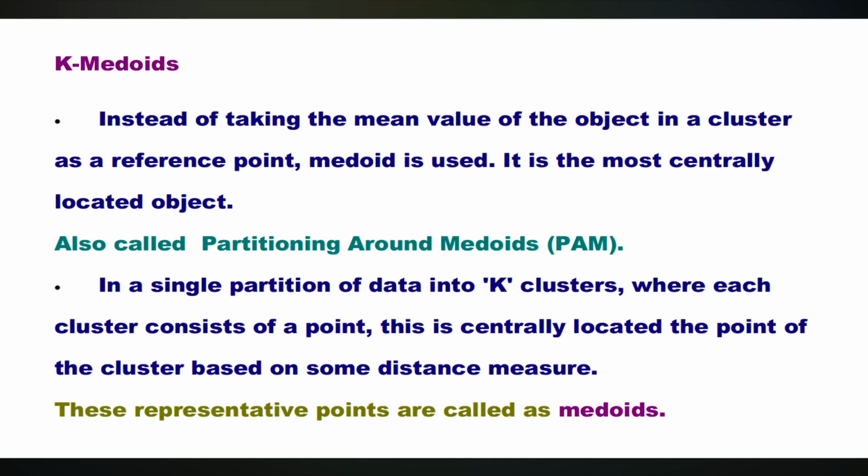Instead of taking the mean value of the objects in a cluster as a reference point, a medoid can be used. It is the most centrally located object, also called partitioning around medoids, shortly called the PAM method.